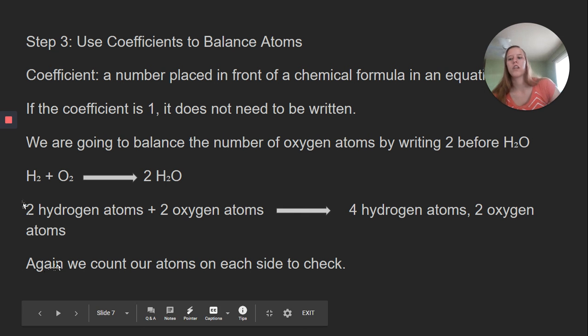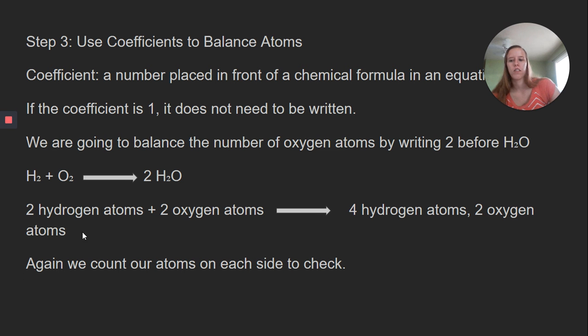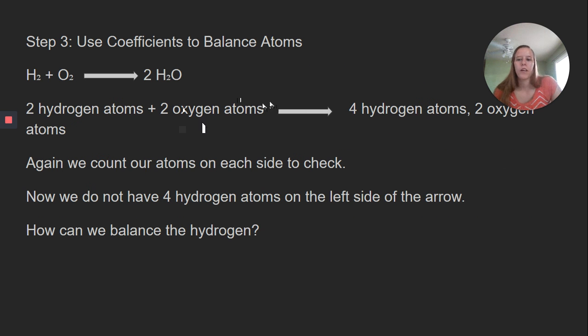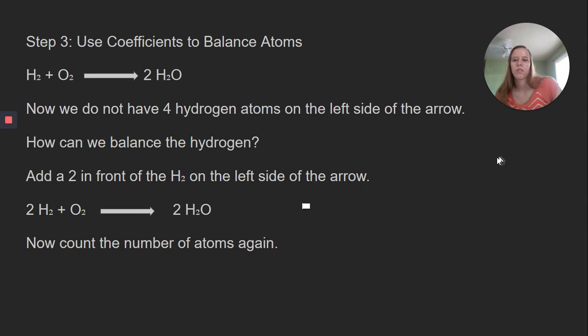So now we have 2 hydrogen atoms on the left side and 4 on the right, but we do have 2 oxygen atoms on each side. So we counted our atoms again. Now what can we do to make it even with the hydrogen atoms? Because our oxygen atoms are correct, 2 and 2, but for hydrogen, we have more in the product. So what can we do? We can put a 2 in front of the H2 on the left side. Then we take 2 times the 2, which gives us 4.